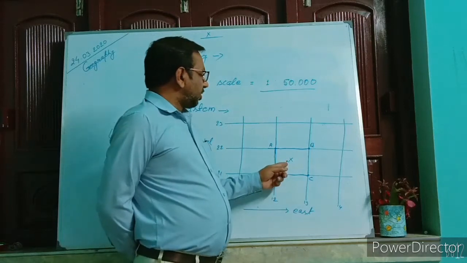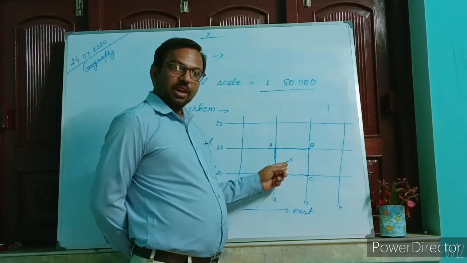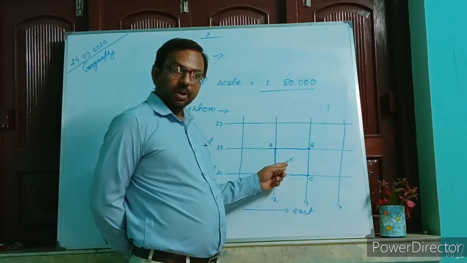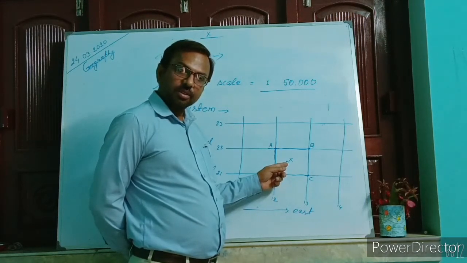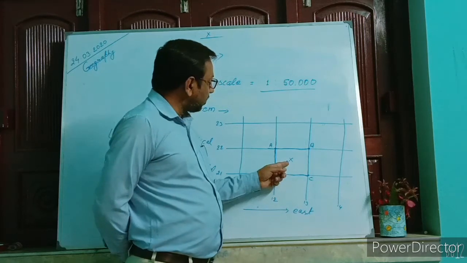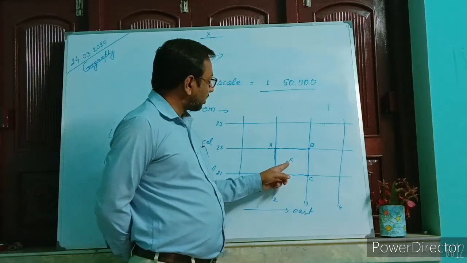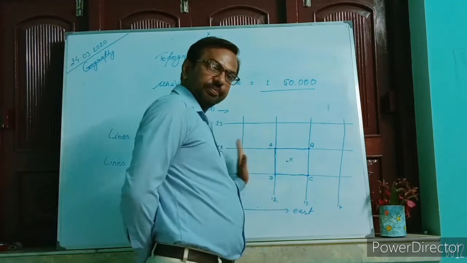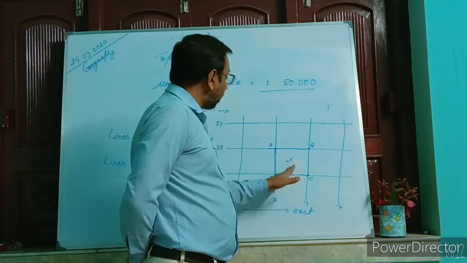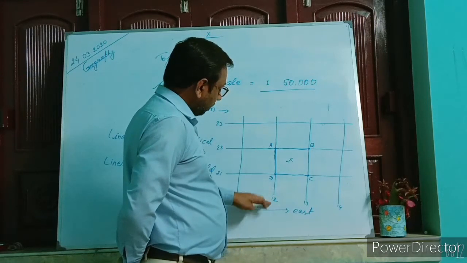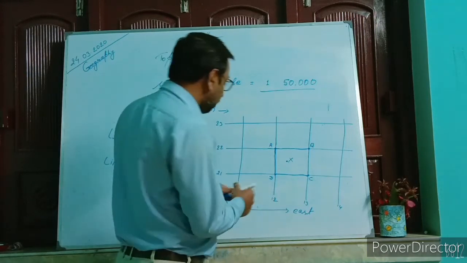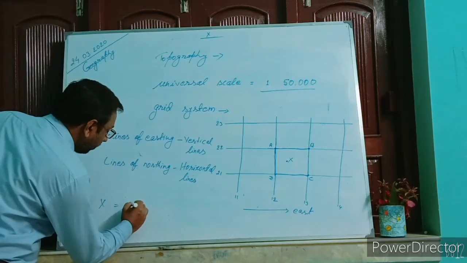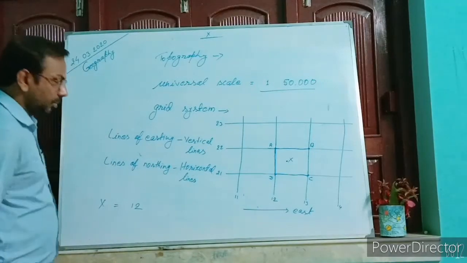To locate the place X under four-grid reference, at first we write the value of line of easting. And the line of easting for this place X will be the line that lies at left hand from X. At left hand from X is 12. So first of all, to write the four-grid reference of X, we write the value of line of easting, that is 1, 2, or we say 12.